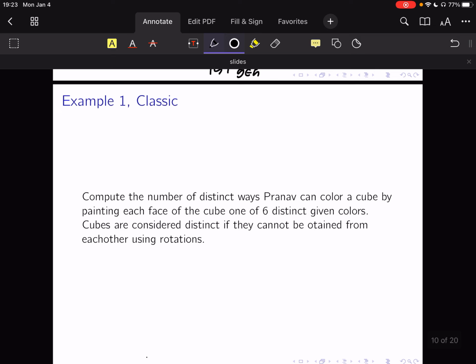Compute the number of distinct ways Pranav can color a cube by painting each face of the cube one of 6 distinct given colors. Cubes are considered distinct if they cannot be obtained from each other using rotations.